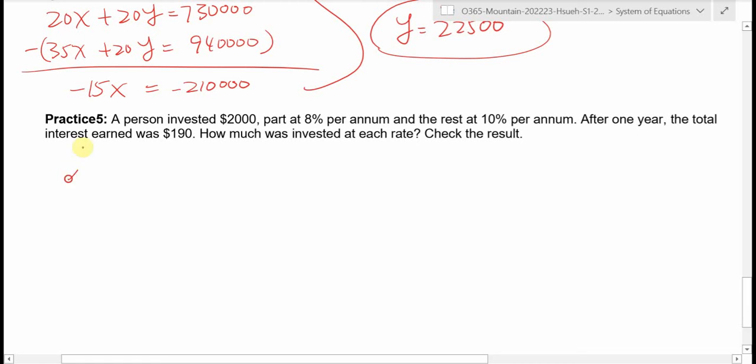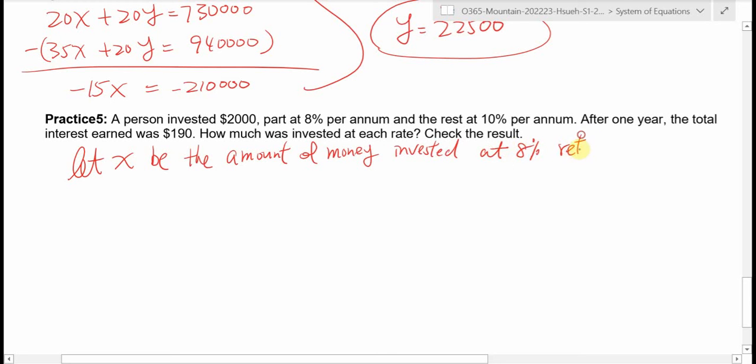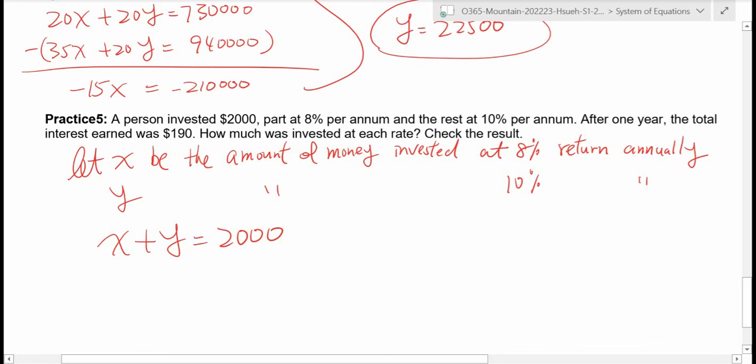Okay, so that means I'm going to say let X be the amount of money invested at 8% return annually. Okay, per annum means per year. And therefore, Y would be the amount of money invested at 10% return annually. Okay. So right away, X plus Y is equal to 2,000 because that's how much money we invested in total.